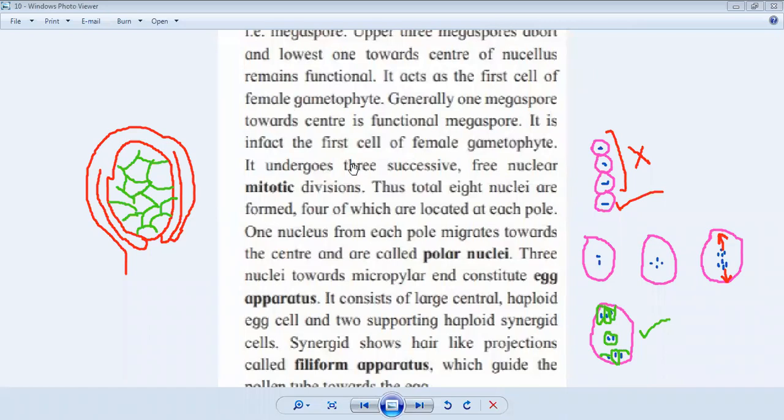So the female gametophyte is developed in case of the plants. It undergoes three successive free nuclear mitotic divisions. मतलब तीन बार ये first nuclear division, second nuclear division, third nuclear division. ठीक है. Thus the total 8 nuclei are formed, 4 of which are located at each pole. One nucleus from each pole migrates toward the center and is called a polar nucleus.